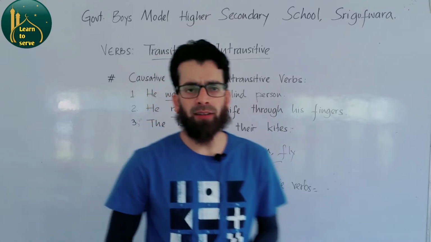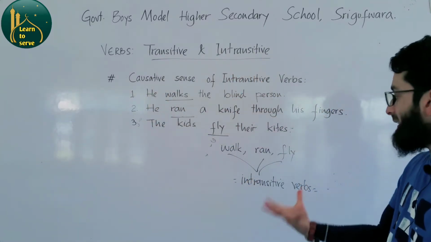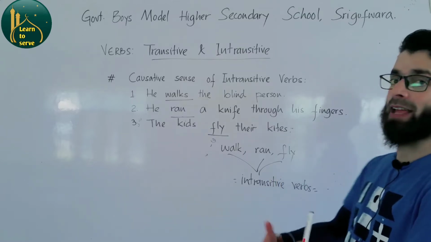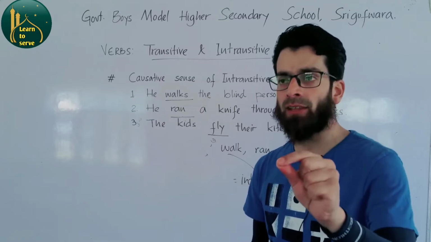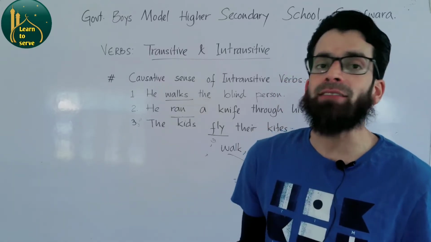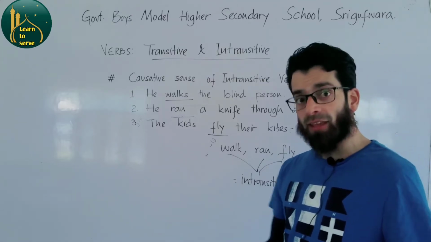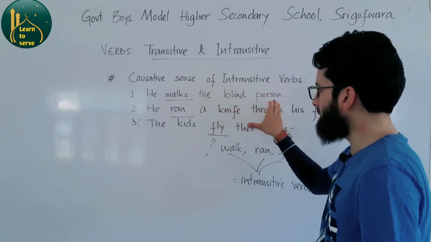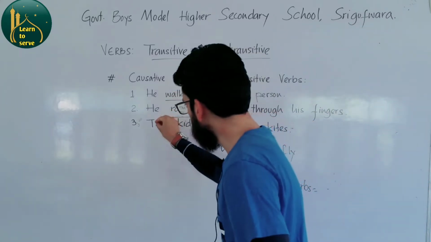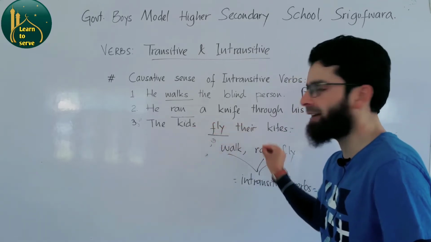Technically, they are intransitive verbs, sorry, not an intransitive verbs. If you have to use a or an, then there must be a singular entity. Okay, good. So sometimes we commit mistakes and we learn by them. Okay, he walks the blind person. He ran a knife through his fingers. The kids fly their kites.